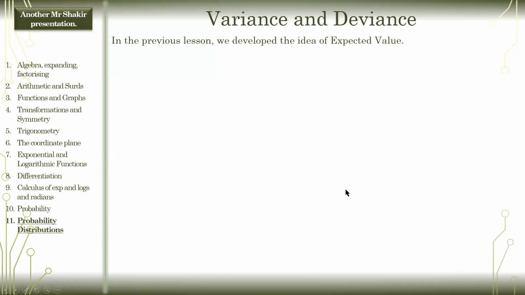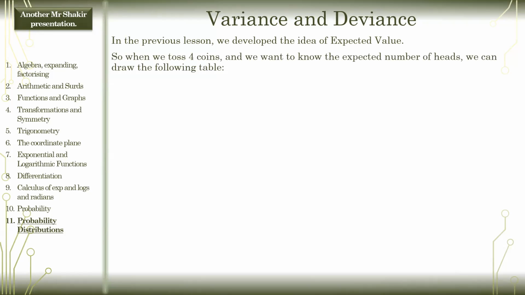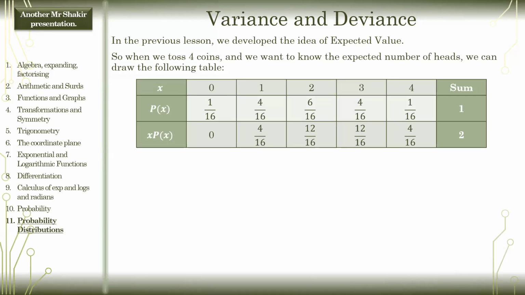All right. So in the previous lesson, we developed the idea of expected value, or the mean value, the expected score when you do an experiment with a discrete random variable. So when we toss 4 coins and we want to know the expected number of heads, we can draw the following table.